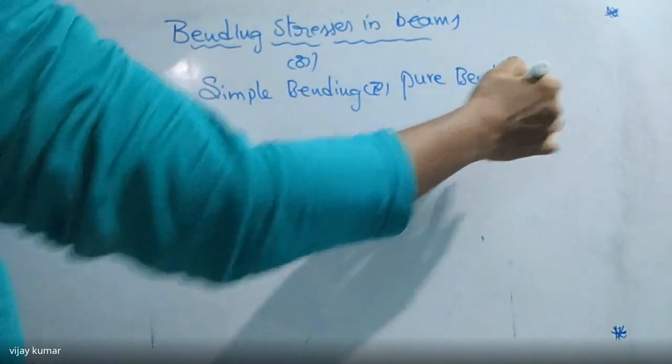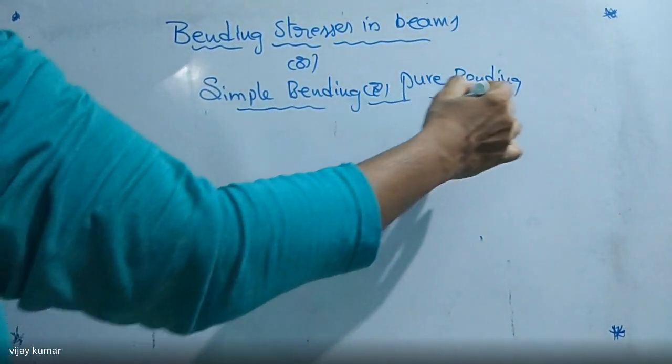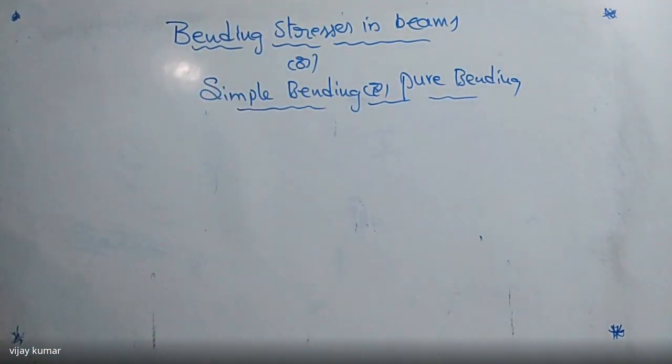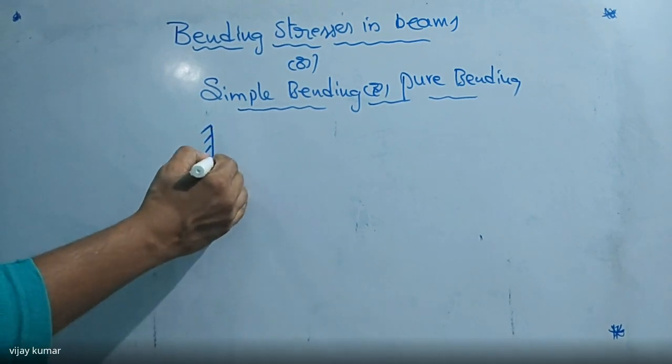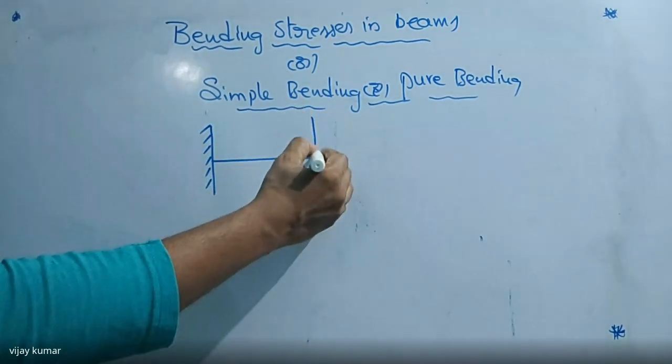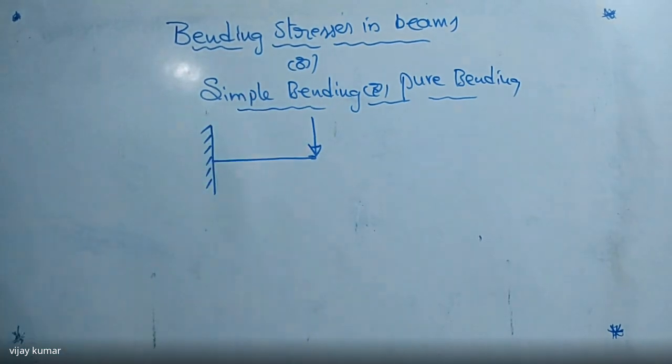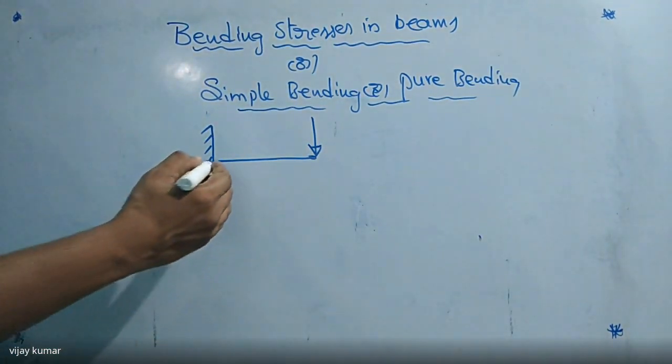Why is it called pure bending? Listen carefully. Why am I calling it pure bending, simple bending, or bending stress in beams? If you take a cantilever beam, when the beam is subject to a point load or UDL or UVL, the beam undergoes some bending.